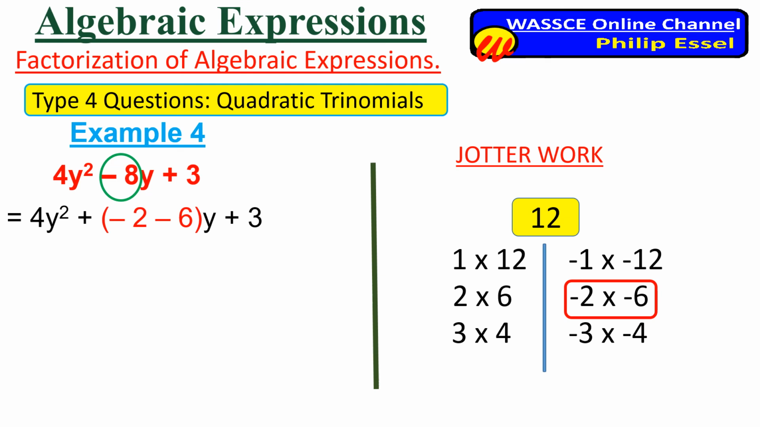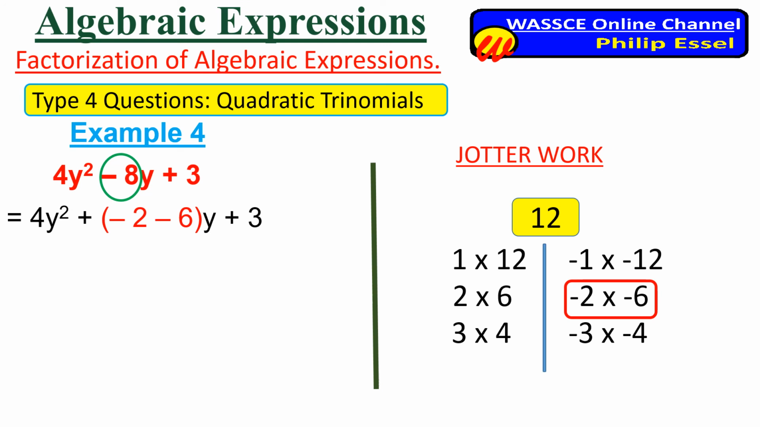So let's replace the negative 8 in the next step with negative 2 and negative 6. When we do this, we would get 4y squared plus, then all in bracket negative 2 negative 6, bracket closed. Then we bring our variable y plus the constant 3. So that is it. Remember that negative 2 minus 6 would give negative 8.